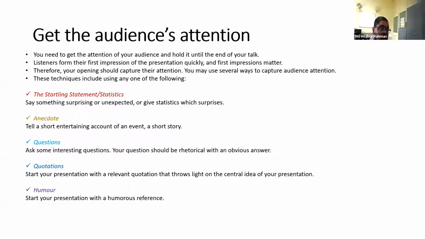Then get the audience attention. How to get the audience attention? These are the things we do in presentation. The startling statement or a statistic: say something surprising or unexpected, or give statistics which surprise. Then anecdotes. We can start with anecdotes. Tell a short entertaining account of an event or short story.